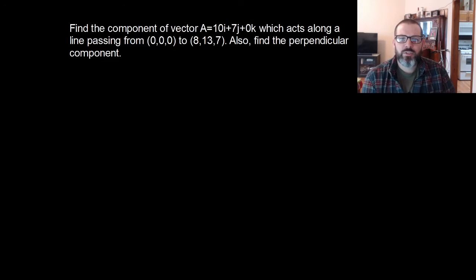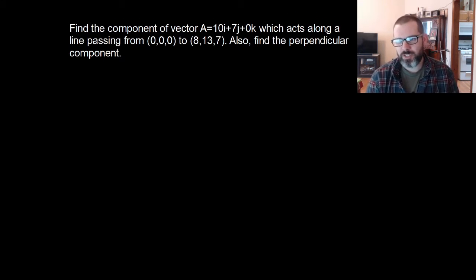Here I'm asking you to find the component of a vector A, 10i plus 7j plus 0k, which acts along a line passing from 0, 0, 0 to 8, 13, 7. I also want you to find the perpendicular component of the force to that line. Now, forces are vectors, so they have both magnitude and direction. A line is not a vector, it is just a line.